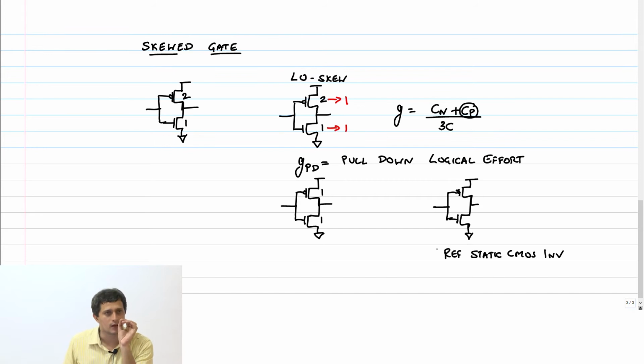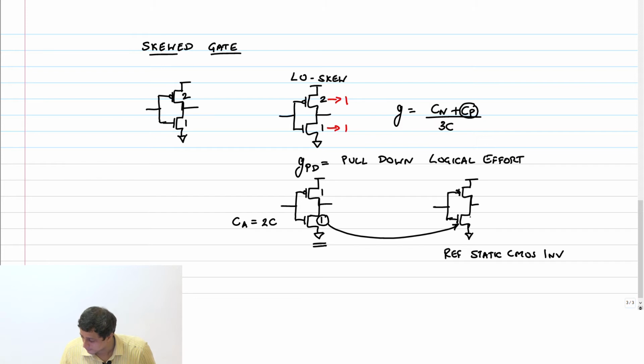I have to compare the capacitance of this low skew inverter. What is the capacitance, by the way? CA is 2C. Compare it to the capacitance of a symmetric static CMOS inverter with the same pull down strength. Earlier I just said same drive strength because pull up and pull down were the same. Now I am going to add an extra rider and say with the same pull down strength. Therefore, this transistor size should be maintained the same, 1.